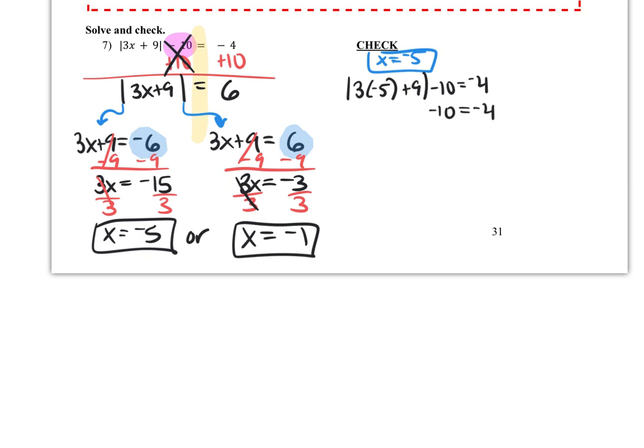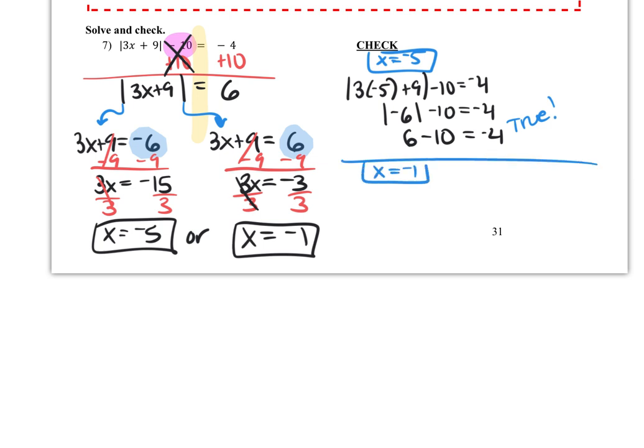What's negative 15 plus 9? Negative 6, good. And I still have the absolute value bars around it, right? So my next step, I can't subtract that 10 yet. I have to do the absolute value of negative 6. What's that? Positive 6. Good. 6 minus 10. Is that equal to negative 4? Is that a true statement? Yeah, so that one works out. Awesome.